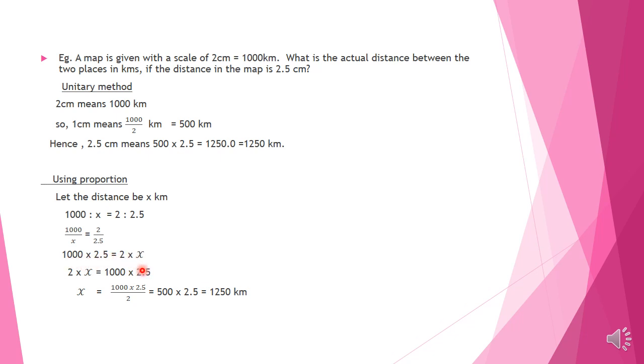We have the variable on the right side, so I am taking it to the left side only. We just change the sides. 2 into x equal to 1000 into 2.5. The same I have written here.